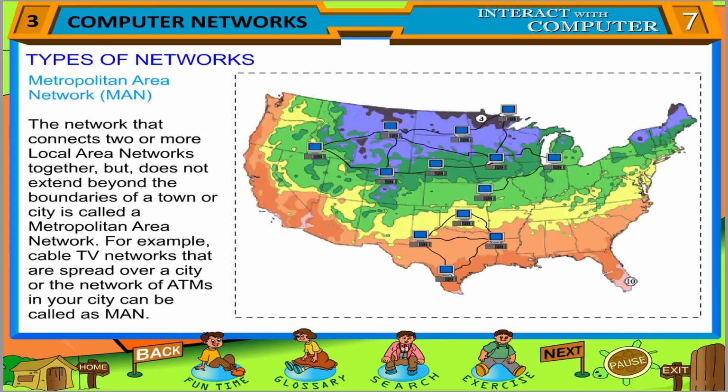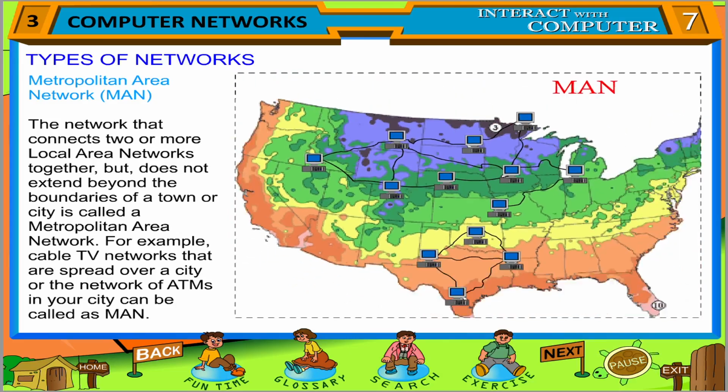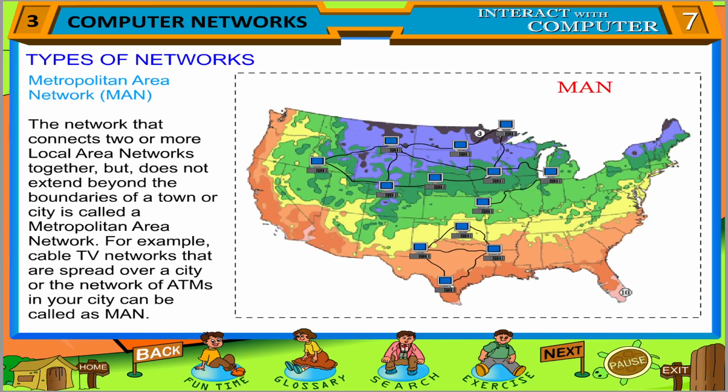Metropolitan area network. The network that connects two or more local area networks together but does not extend beyond the boundaries of a town or city is called a metropolitan area network. For example, cable TV networks that are spread over a city or the network of ATMs in your city can be called a MAN.